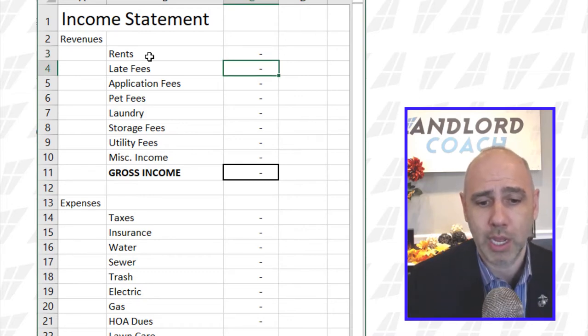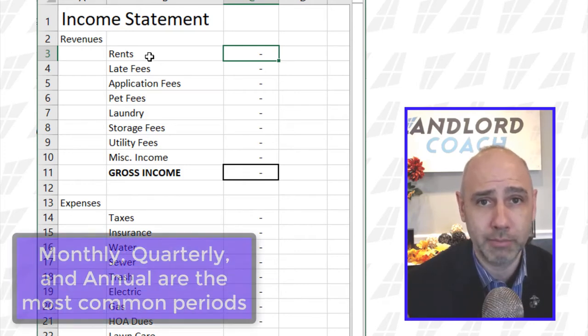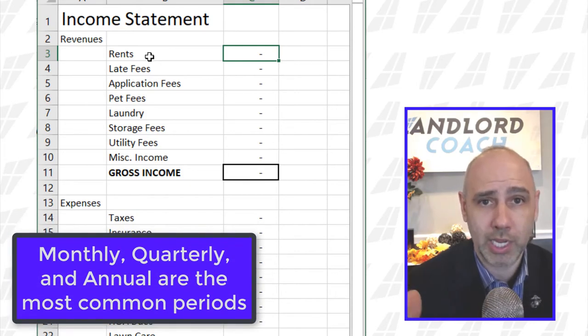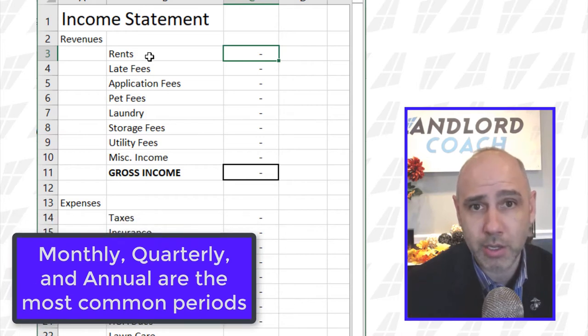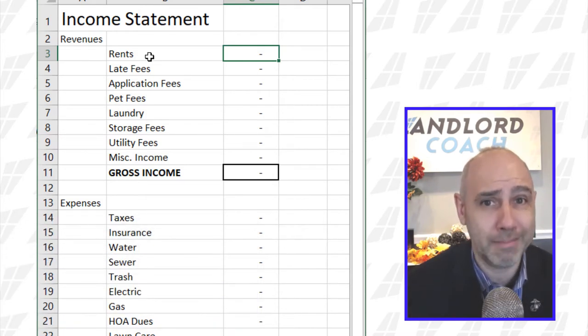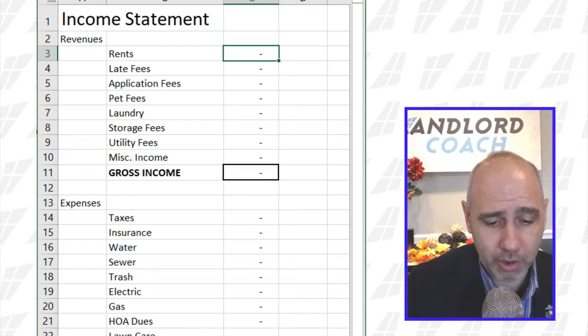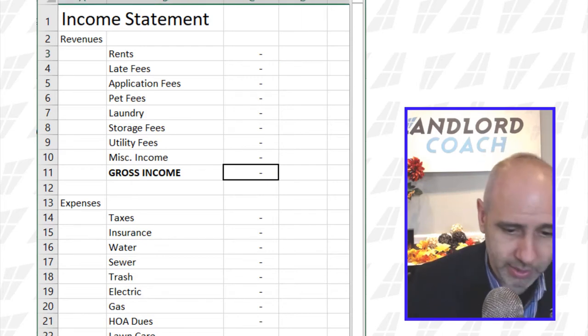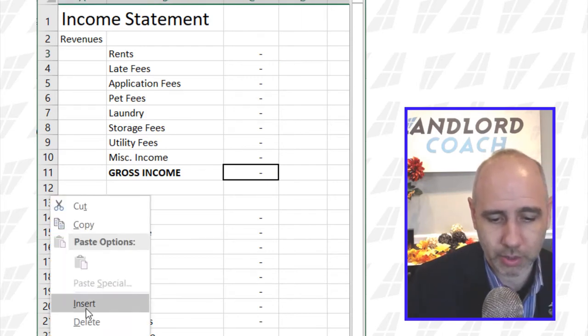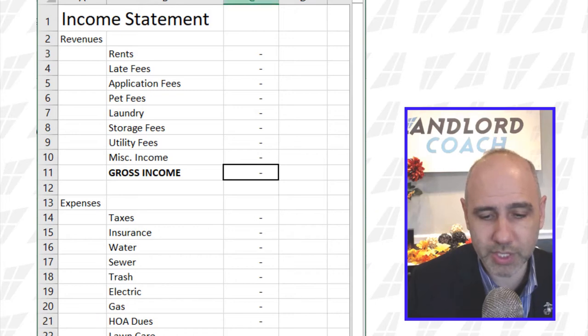You can do an income statement or a P&L for basically any period of time. Generally, it's done on a monthly, quarterly, or annual basis. We're going to do this on a monthly basis, so we're just going to pretend that this is what we had coming in for last month. Now I'm going to add something in here real fast. I don't know why it didn't save, but we're going to put in a column right there. So this is everything that we've got right here.